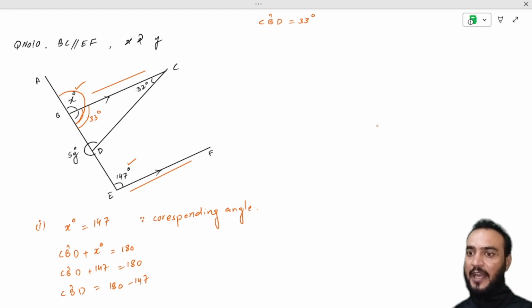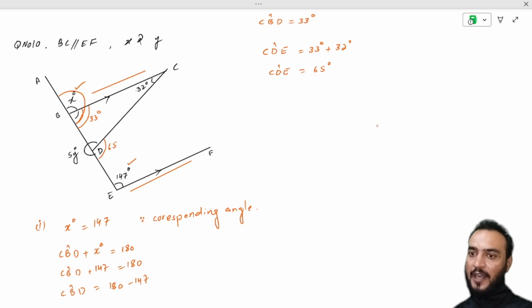So what will be the angle CDE? Now we have to find the angle CDE. As you can see, CDE is an exterior angle, and an exterior angle is equal to the sum of the two opposite interior angles. So CDE is equal to 33 degrees plus 32 degrees. So it becomes 65 degrees. So this angle CDE is 65 degrees.